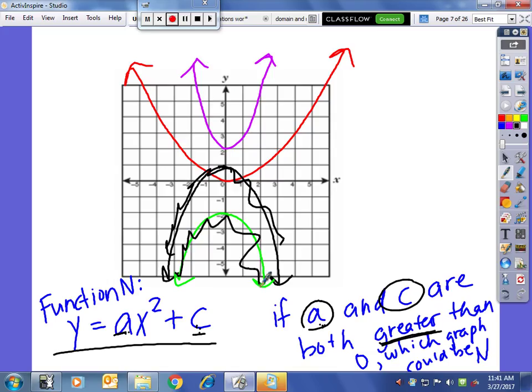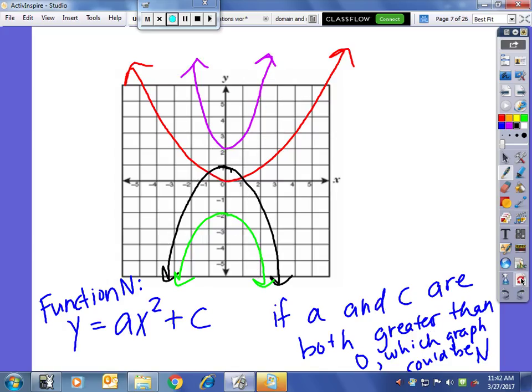What else did they tell us though? C, which is the y-intercept, also had to be greater than 0. Why can't it be the red one then? Because it's on 0. Then the only one that's left is the pink one. That's opening up. The value of A is positive, and the y-intercept is 2, which is also positive. Purple, pink, whatever. Okay, now listen to this question. I'm going to change it. What if A and C were both less than 0?